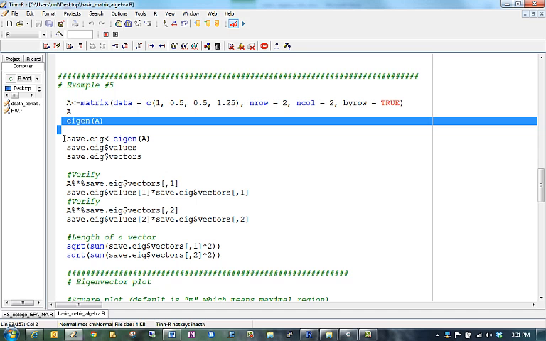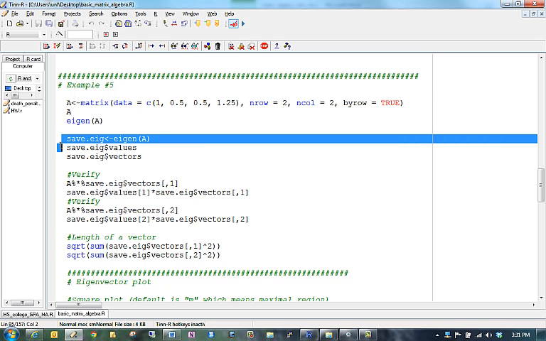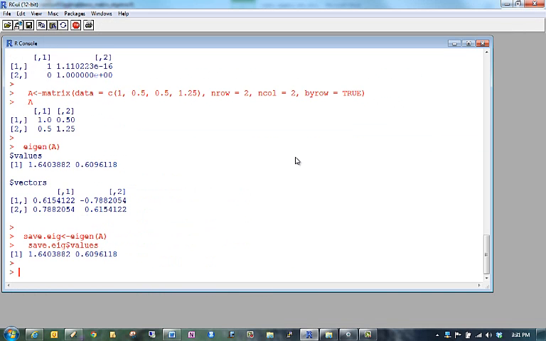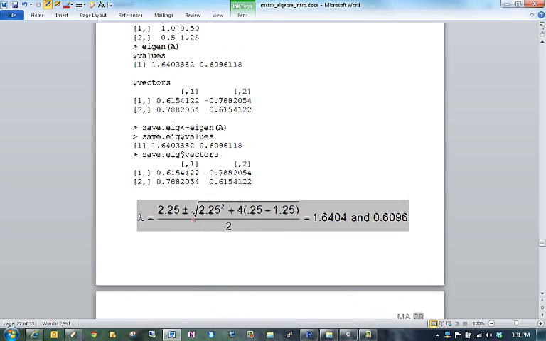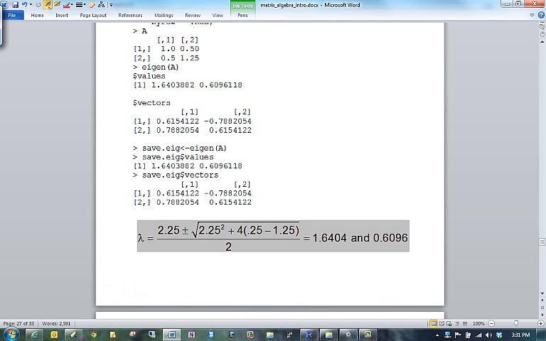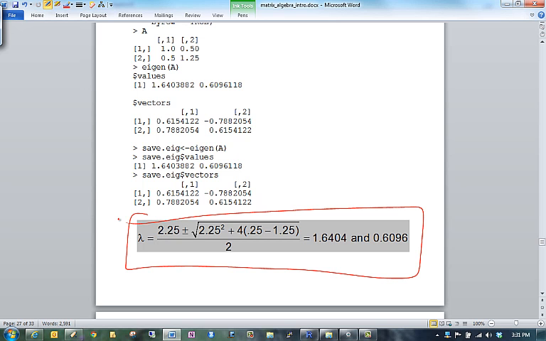Now, since this eigen function gives us a list, what we could have done is save the results from eigen into an object called save.eig, for lack of a better name, and then we could extract the eigenvalues out of that list by using this $values part. Now, if we were to use the by hand calculations from the results of the quadratic formula, and make sure you can do this, one will see that one gets exactly the same eigenvalues as we get from the eigen function itself.